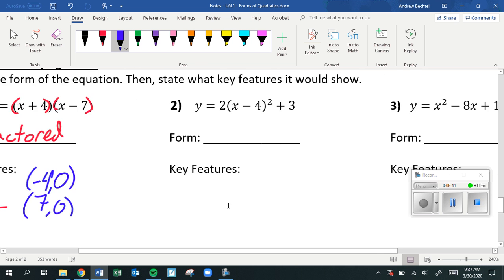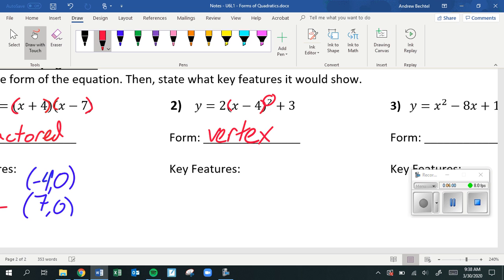If we look at the second equation, I see just one parenthesis with an exponent of 2. That's going to look like vertex form up and to the right in that graph, in that table. So this is vertex form, and the key feature that we see from vertex form is the vertex. Again, if you can't tell me that, you need to be paying attention to what these names tell you. They're not very creative, those mathematicians. All I expect you to know is that it is the vertex, but if you want to go above and beyond, you can start to identify the h and the k value as the vertex.